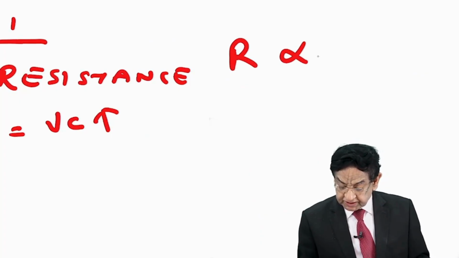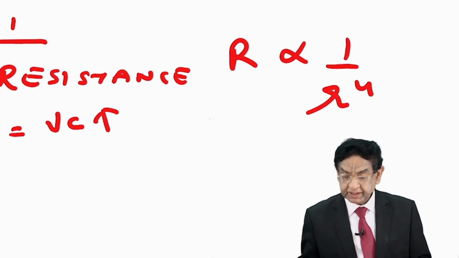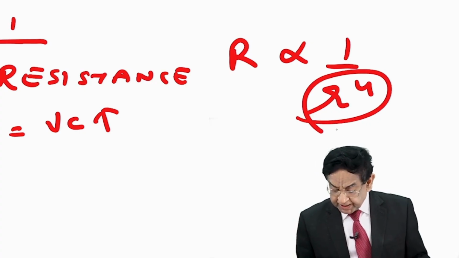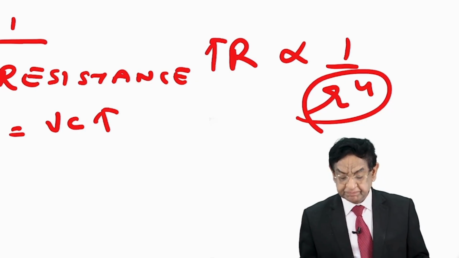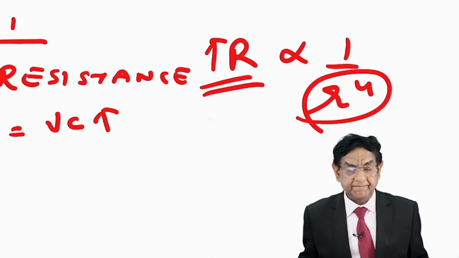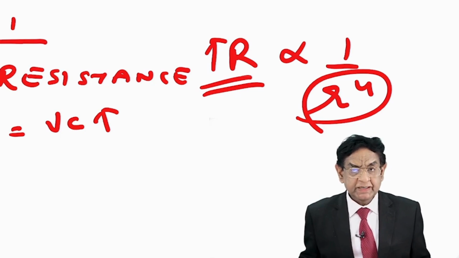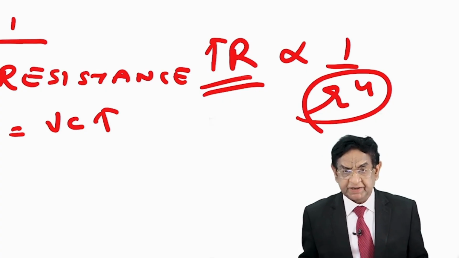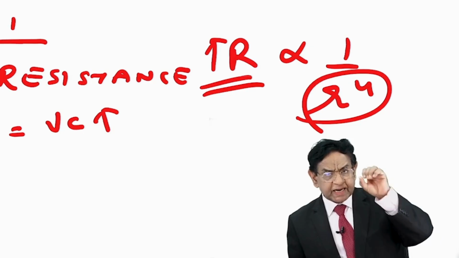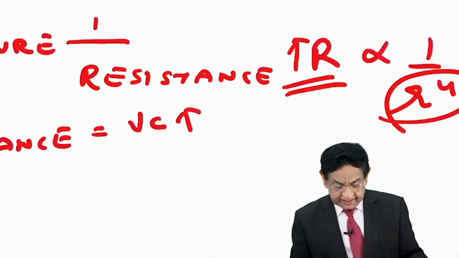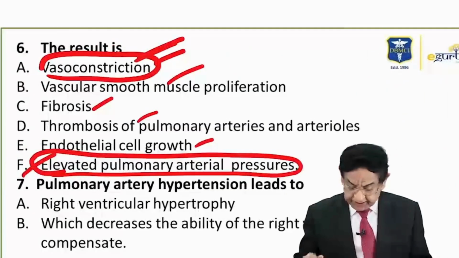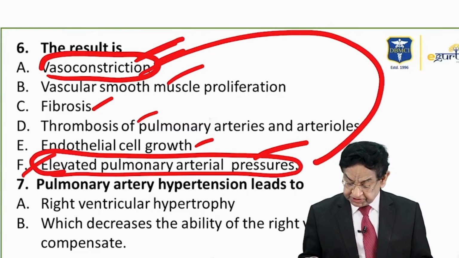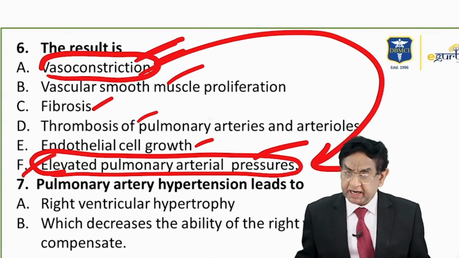Resistance is 1 by R to the power 4, where R is the radius of the arteriole. The narrower the arteriole, the more the resistance in any vessel. The same formula applies for peripheral resistance also, but here I am talking about pulmonary artery resistance. Arterioles are getting narrowed down, the resistance will go high, and that leads to pulmonary arterial hypertension. So just remember vasoconstriction and pulmonary arterial hypertension.